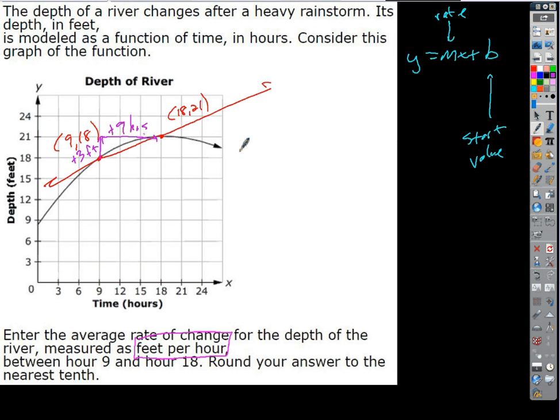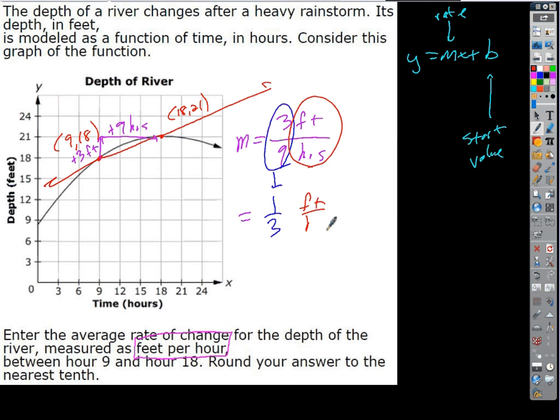So then if we just use rise over run, what are we going to get? So we get 3 feet over 9 hours. Well, then we just turn this into 2 parts, right? We'll just turn it into the number part. What is 3 over 9 reduced to? 1/3. And then the units are just feet per hour, right? So it's changing at an average of 1/3 of a foot per hour, so 4 inches per hour. But they just want it in feet per hour, so that's our answer. Okay?